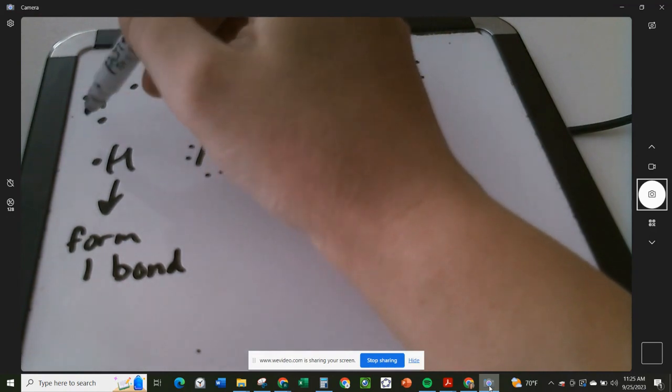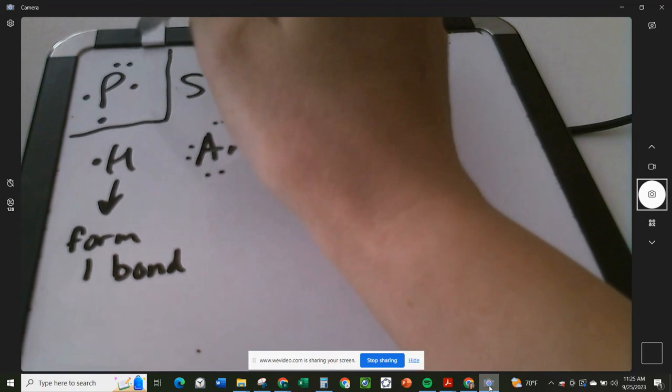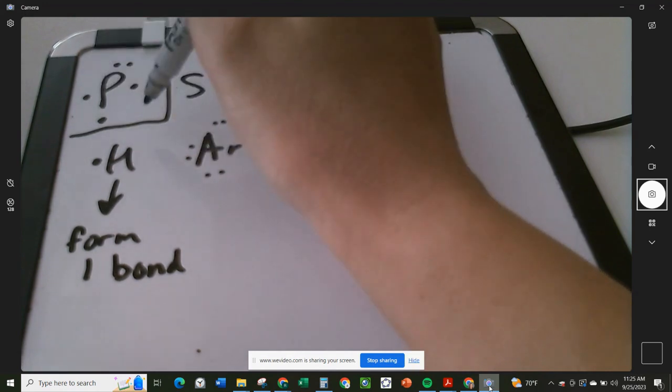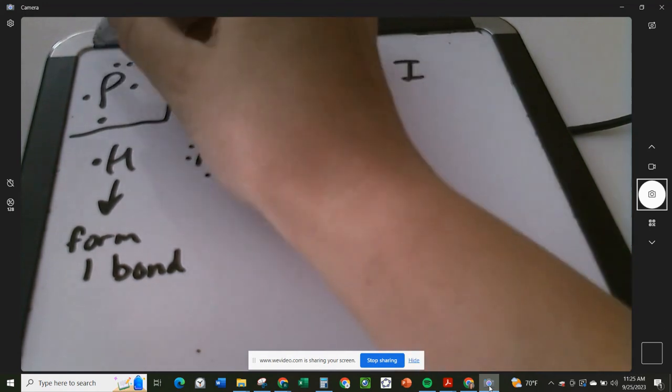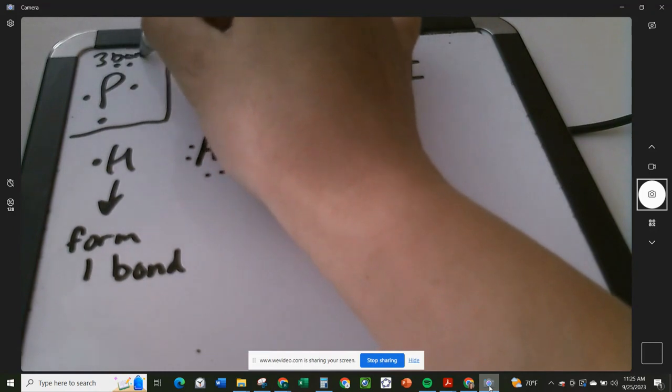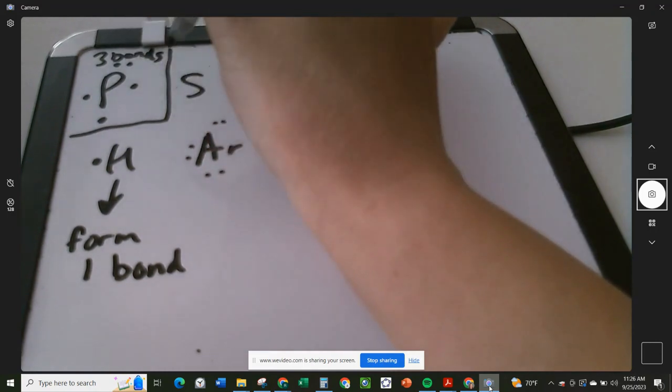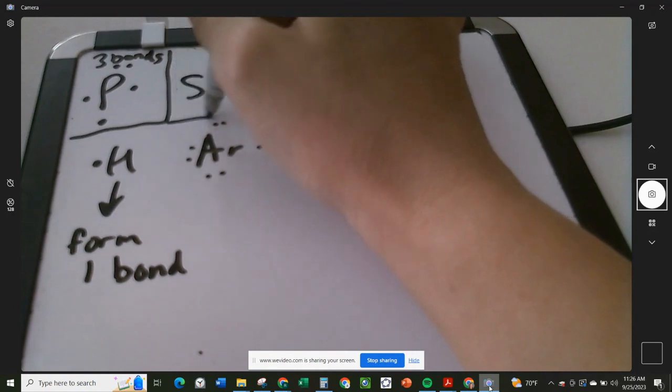We know that because of the periodic table. We know there's 5. And then we can count the lone electrons. Phosphorus wants to form 3 bonds, generally. Okay, so I want to find 3 other things to bond with.